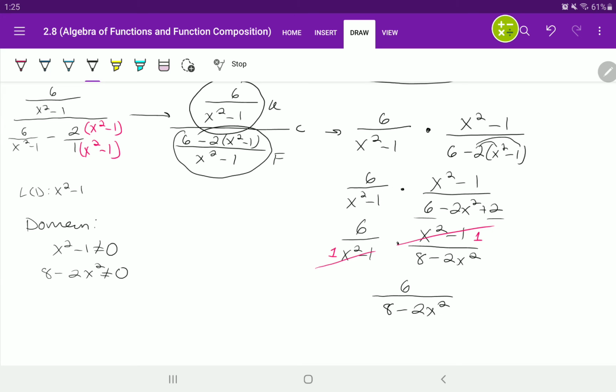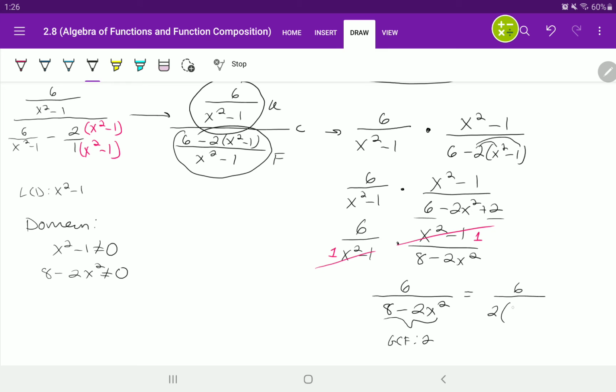We're not done. We've got to still simplify. What I'm going to do here is factor out a 2 out of my denominator. Because when I factor out 2 out of my denominator, I can simplify 6 into 2, the 6 on the top and the 2 on the bottom, because the greatest common factor is going to be 2.